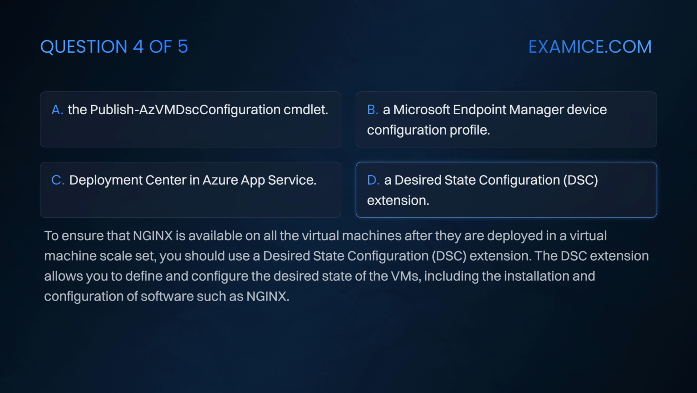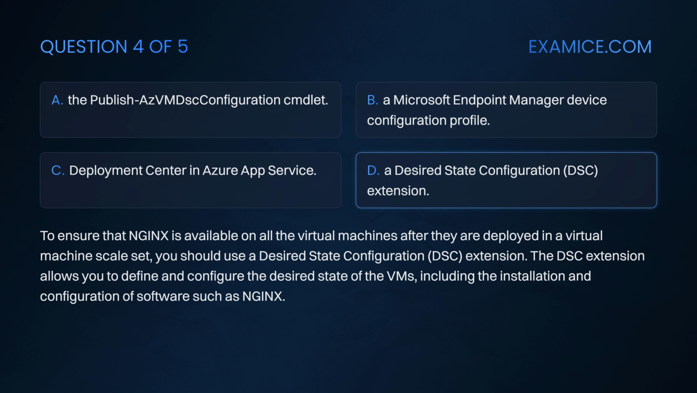To ensure that NGINX is available on all the virtual machines after they are deployed in a virtual machine scale set, you should use a desired state configuration extension. The DSC extension allows you to define and configure the desired state of the VMs, including the installation and configuration of software, such as NGINX.